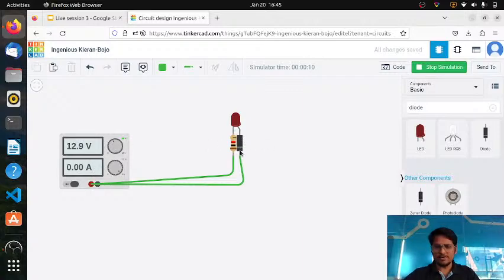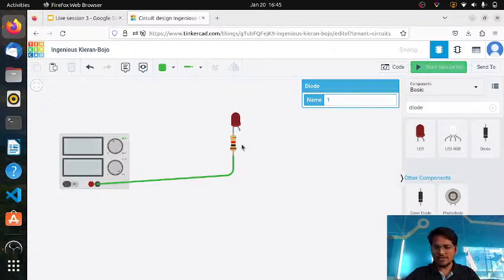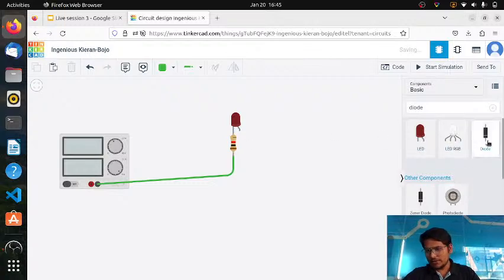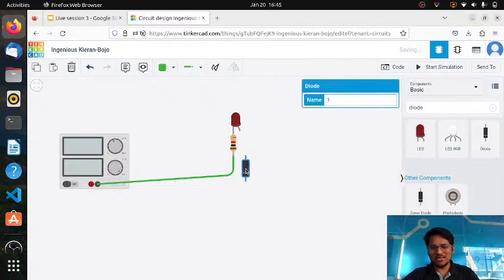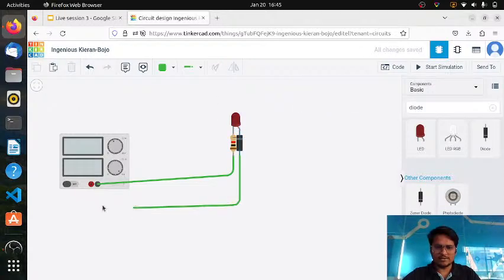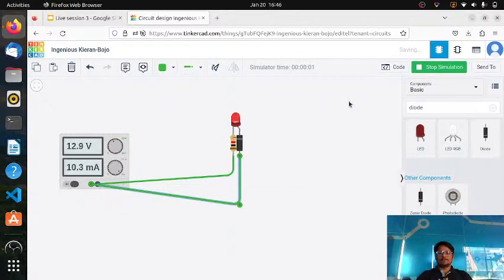So here you can see it is not glowing, but if I rotate it, it will glow. So it is proof diode can make the current flow in only one direction. It will block the current in reverse direction. Here you can see it will glow this time. Yes.